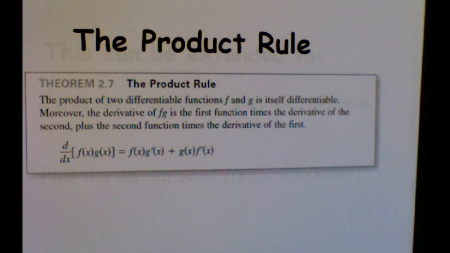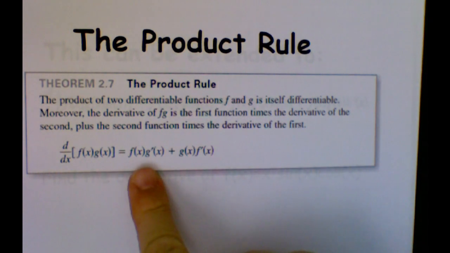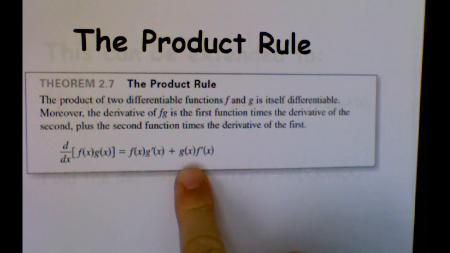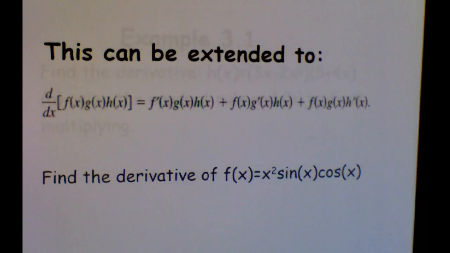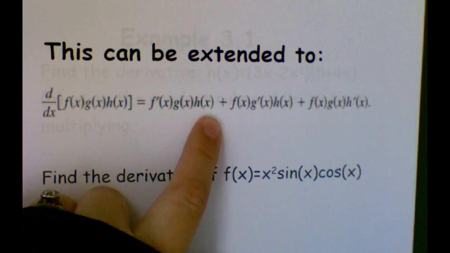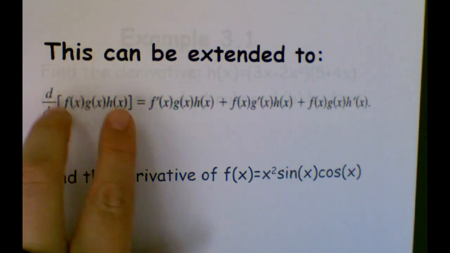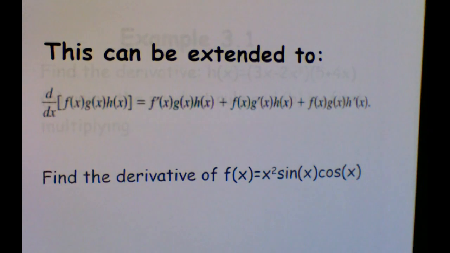So it's not as simple as just taking the two derivatives separately and multiplying them together. We have to follow this pattern. So the derivative of f of x times g of x is f of x times g prime of x plus g of x times f prime of x. We can extend that for three functions if we want. We take the derivative of the first times the second two unchanged, plus the derivative of the second times the first two unchanged, plus the derivative of the third times the first two unchanged.